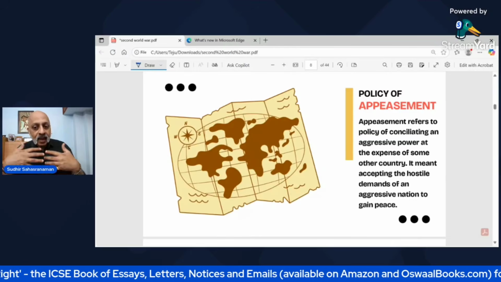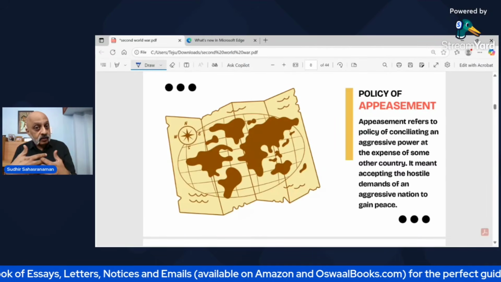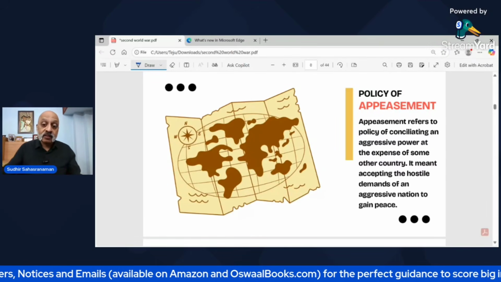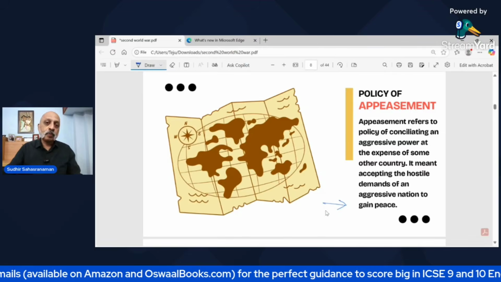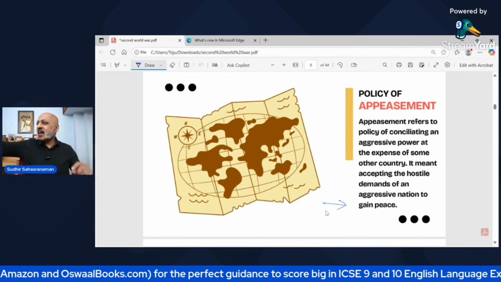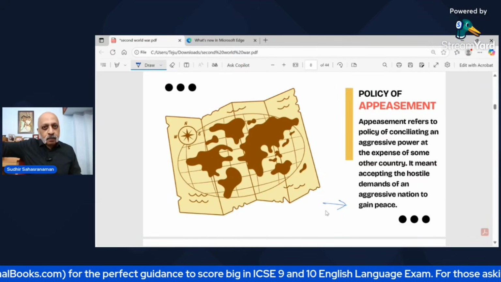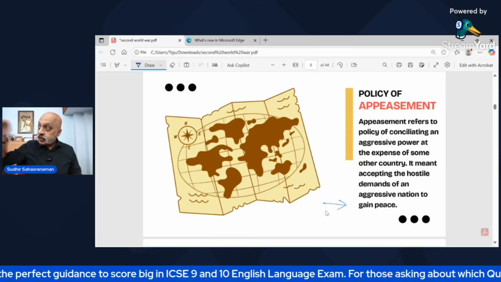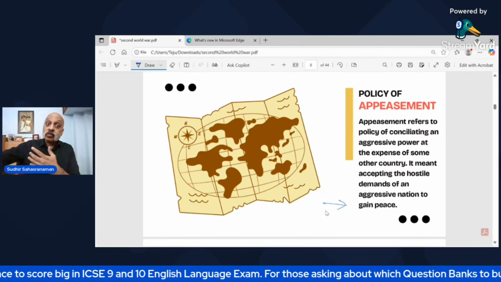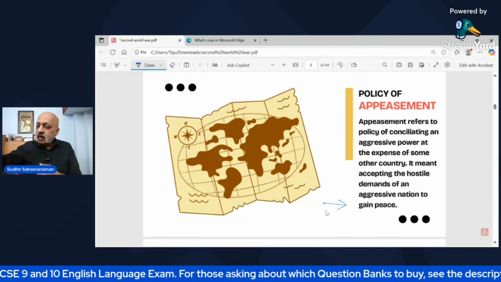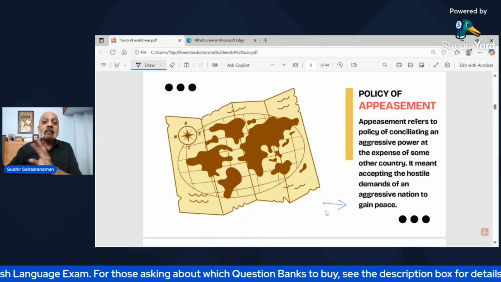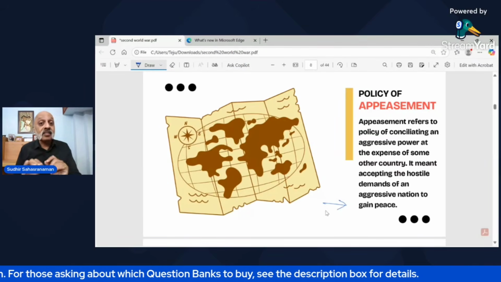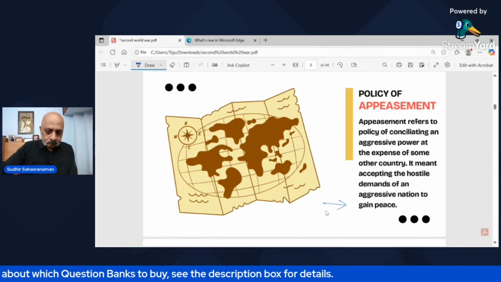Because they were following a policy of appeasement. So it meant accepting the hostile demands of an aggressive nation so that there is peace. We don't raise objections, just like you have a neighbor who is a very problematic character, but if you take him on, then there will be a fight because he will also retaliate. But if you just accept it and turn a blind eye, there will be peace. So this is known as the policy of appeasement.